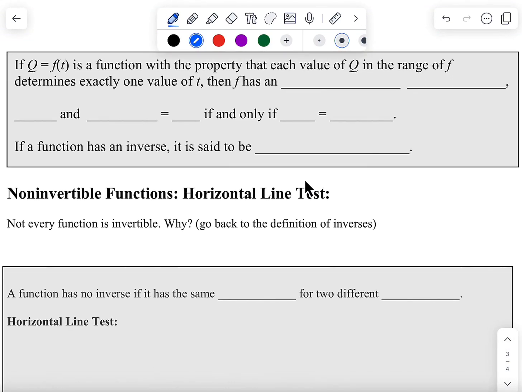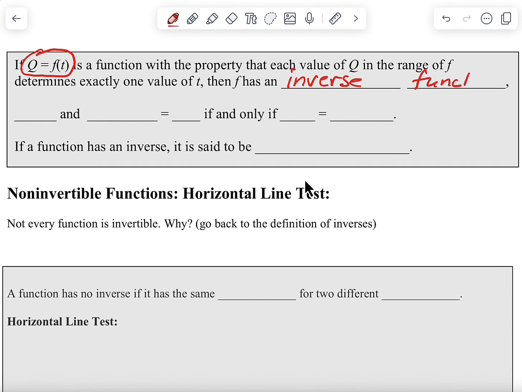All right, page 3 is just a summary of some things that we did. Now that we looked at all these functions and did all this work, we can summarize what's going on here. If you have some equation like q equals f of t, that's some function where every value of q determines exactly one value of t, here's what we find out. Every function that has this property is going to have an inverse function. If you read that carefully, you might think, wait a minute, that sounds familiar, but it's kind of backwards of what we've talked about earlier.